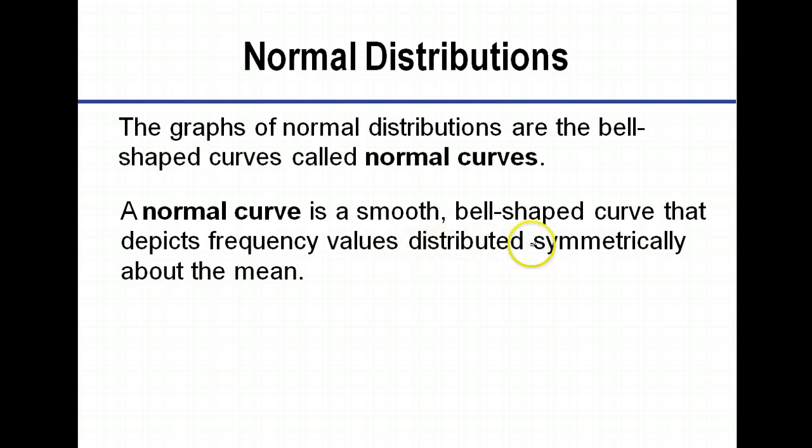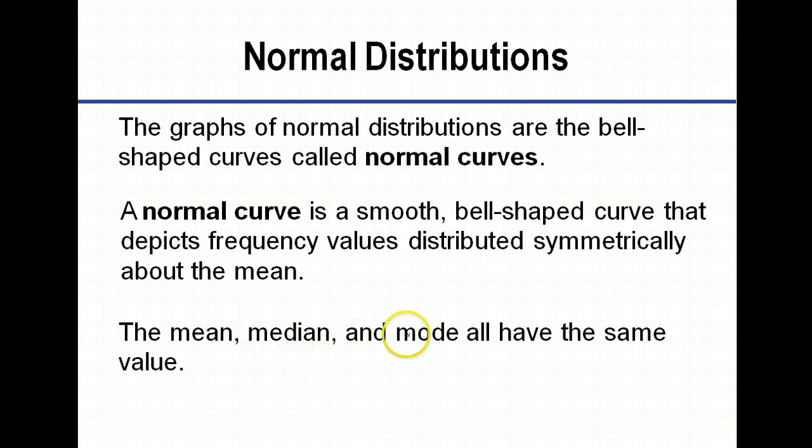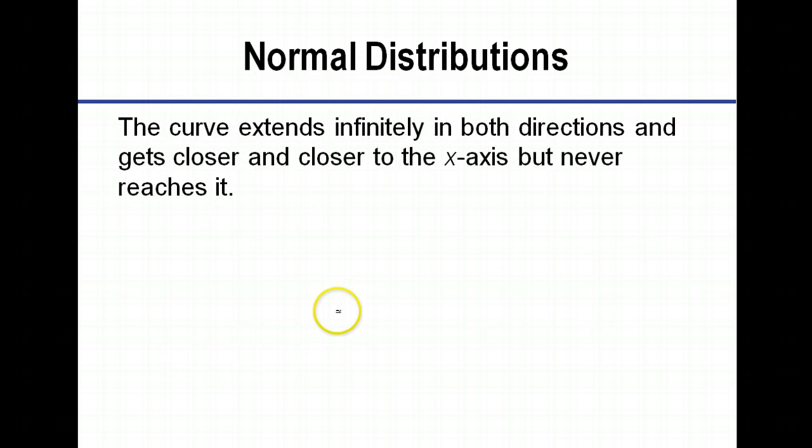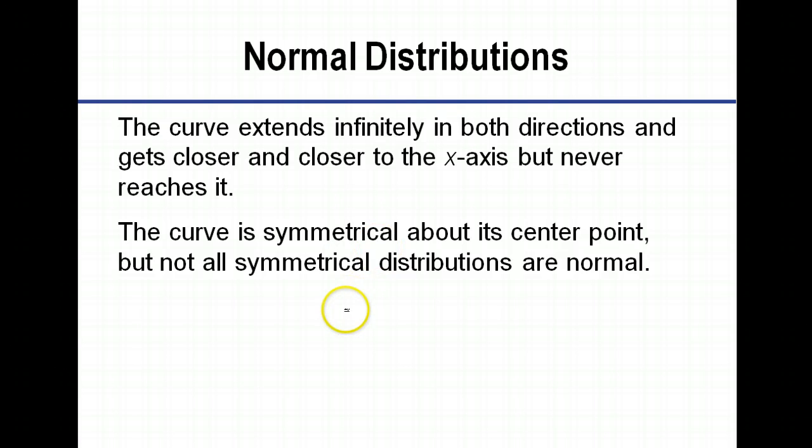It's distributed symmetrically about the mean, specifically for a normal curve. We want to see a lot of symmetry about the mean. What's unusual about a normal curve is the following: the mean, the median, and the mode all have the same value. Let me show you what that means. Hold on a second, I want to get to the graph.